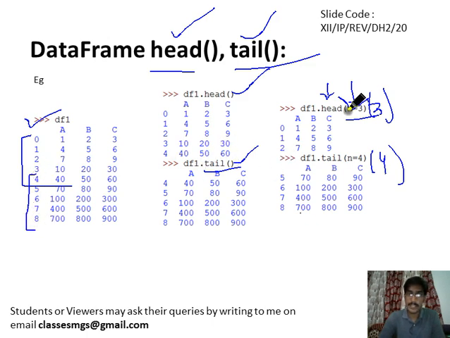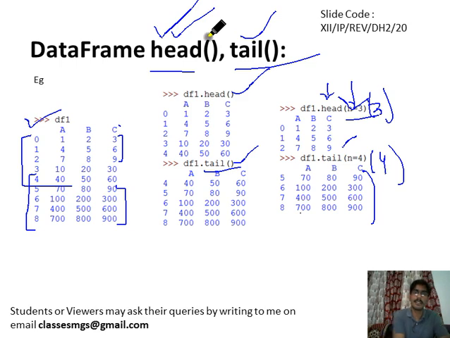Okay. And similarly df1.head with n equals to 3, then the top 3 rows will be fetched. What are the top 3 rows? These are the top 3 rows. And if you pass n equals to 4 with tail, then the bottom 4 rows will be displayed. So these are the bottom 4 rows displayed. So it is very simple. Either they will ask for the code for calculating the head values and tail values, or give the code and you will be asked to find the output. So both ways you need to prepare.